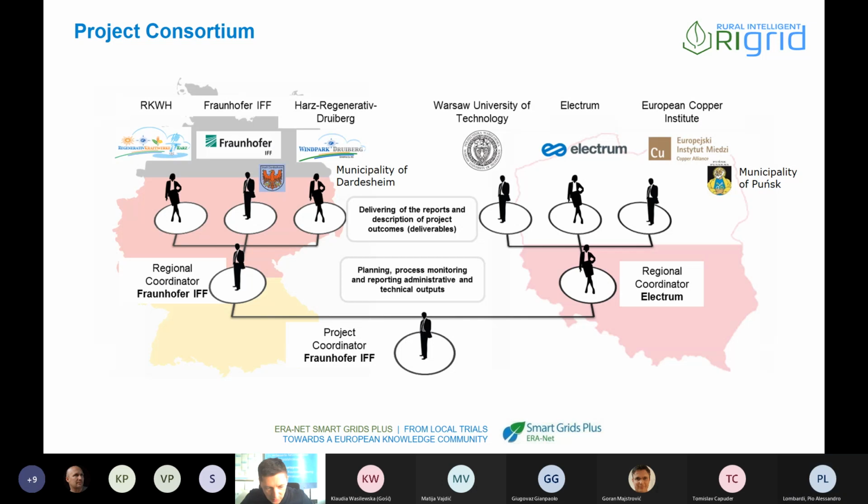Shortly about the consortium. We are the leader of the project from IFF. On the left side, you can see we also have the company Renewable Energy Kraftwerke Harz from the Harz region, and also the community of the city of Dadersheim. Dadersheim is a so-called city of renewables. From the Polish side, Electrum, the industrial company, was the leader. We have the Technical University of Warsaw, the European Copper Institute, and also the city of Puńsk. So as you can see, there was a quite good mix of partners, from research institutions, industry, universities, up to the communities.